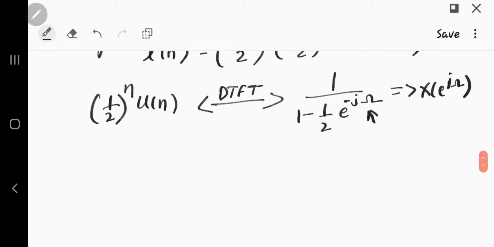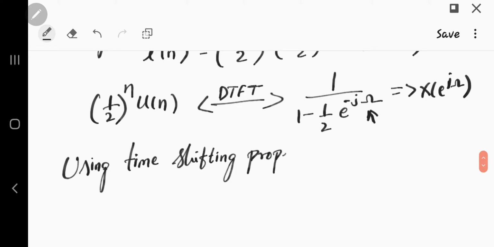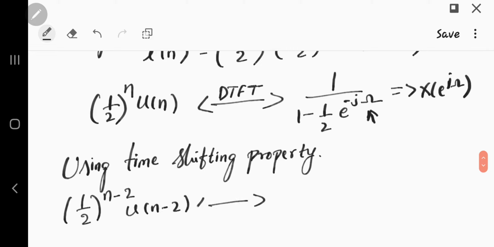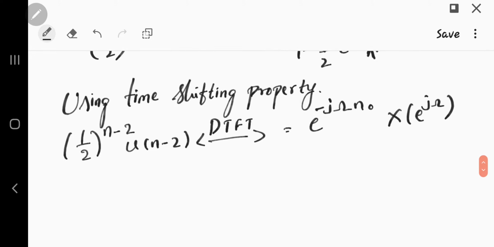So for that you have to remember the time shifting property, that is important. So using time shifting property, 1 by 2 to the power n minus 2 u of n minus 2. So this should give us e power minus j omega n naught into x of e power j omega. So that is the time shifting property.